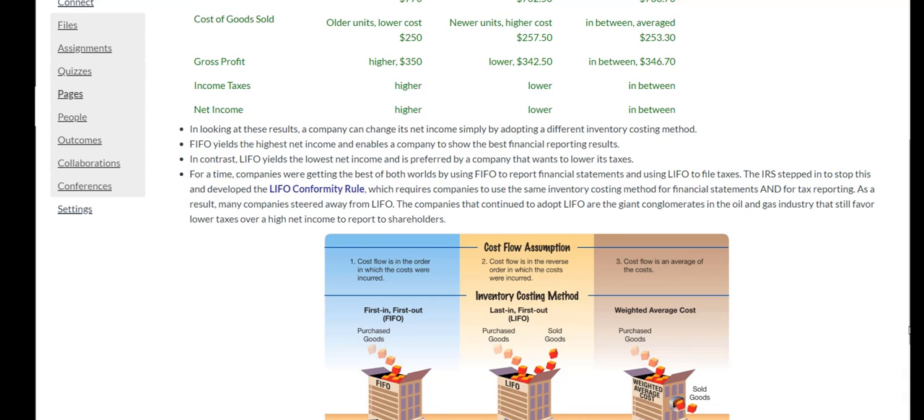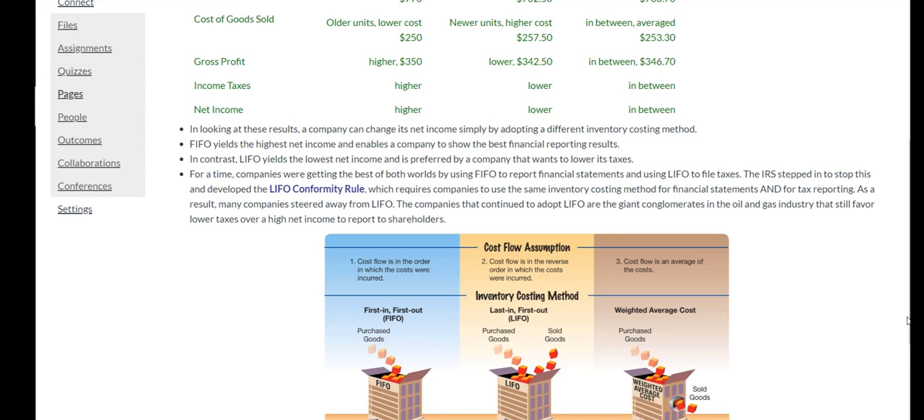Looking at the impact that these inventory costing methods have on net income, you'll see that FIFO provides for a higher gross profit and net income, so it's preferred by companies who want to show a high profit and income. LIFO yields a higher cost of goods sold and thus a lower gross profit and net income. LIFO would be popular for companies that want to report lower income and therefore lower taxes.